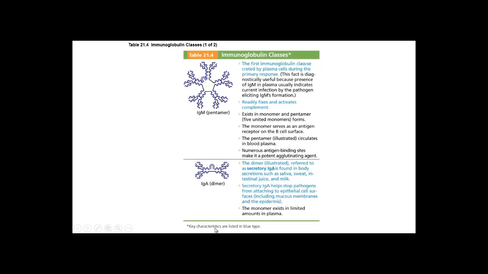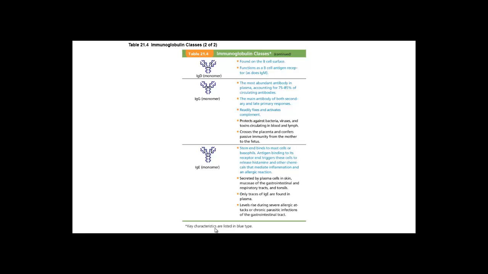The next one, the IgA antibody. This is an antibody that we will find in some of our body secretions, such as saliva, sweat, your intestinal juice, and breast milk. So it's the IgA specifically that we find in those secretions. And then IgD is a specific antibody that we find on the surface of B cells, and they serve as a receptor for B cells to bind antigen.